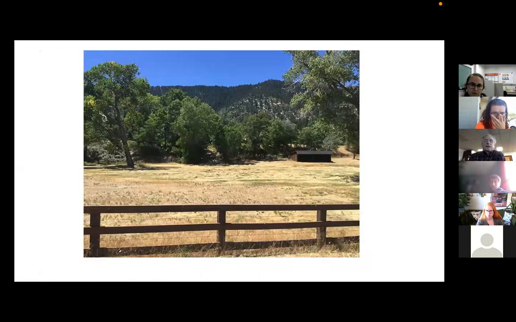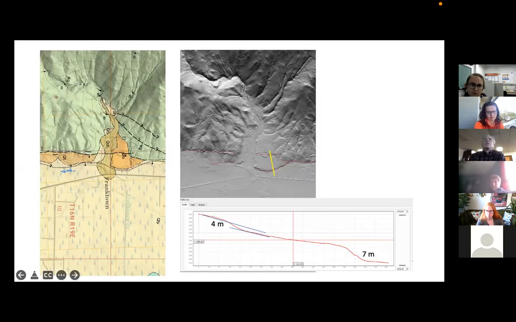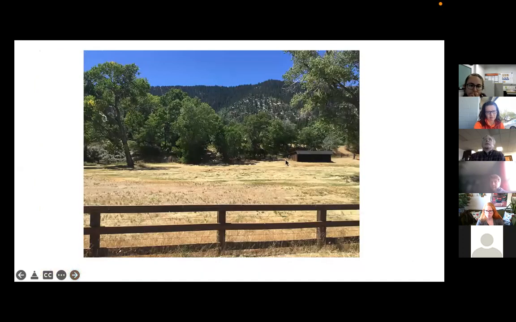This is what that looks like in the field. So this photograph is just looking right back at this lower scarp here, and it's kind of behind the barn here. This yellow surface correlates with the yellow surface up here. So that's the scarp there, taller than the barn there. 7 meters on the profile.